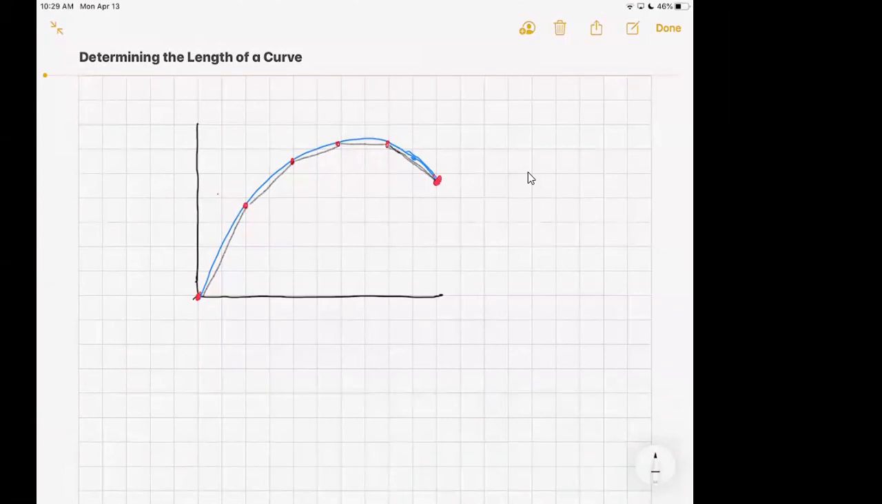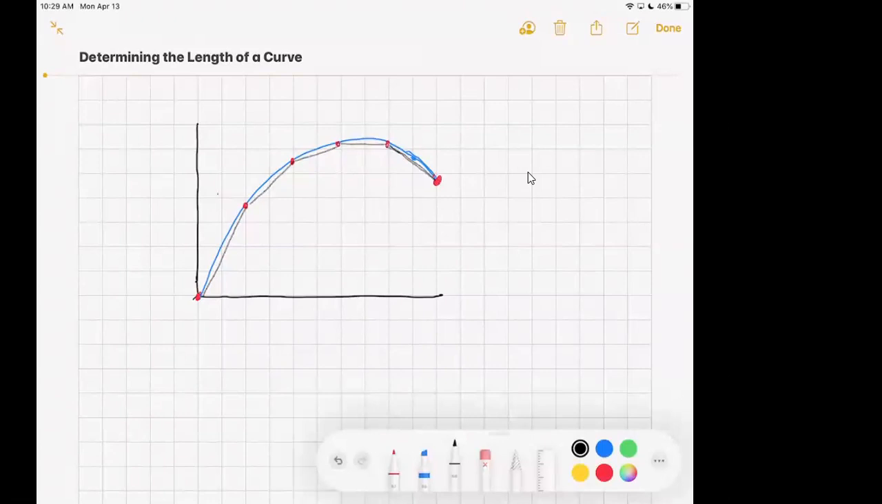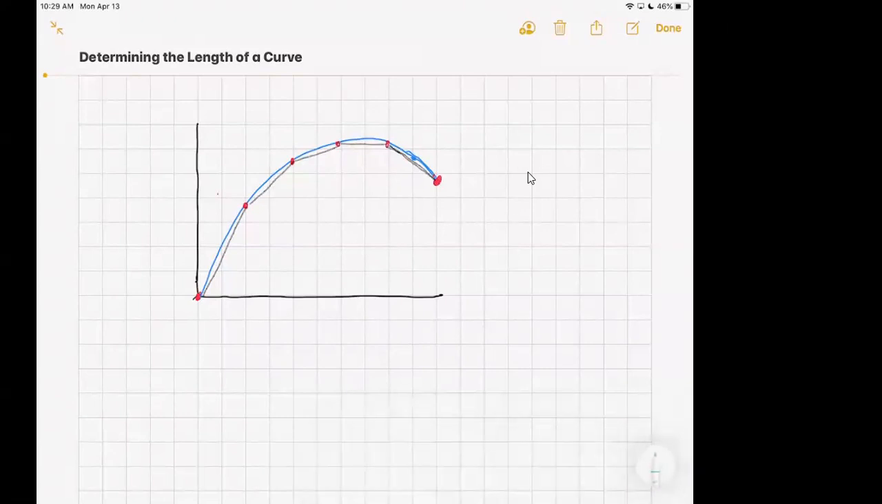So let's look at a section of curve sort of in the middle of this. Let me switch to my pen and we'll go to green. So let's consider this second length. So we'll call these lengths L1, L2, L3, L4, and L5. So the curve is made up of 5 lengths, and we're going to approximate those as straight lines.